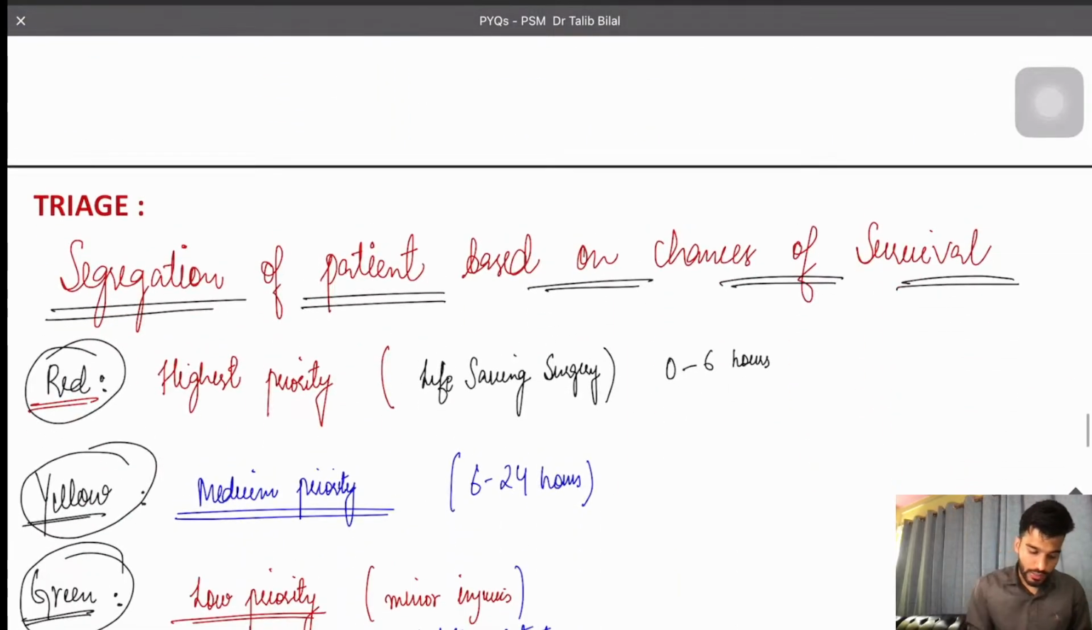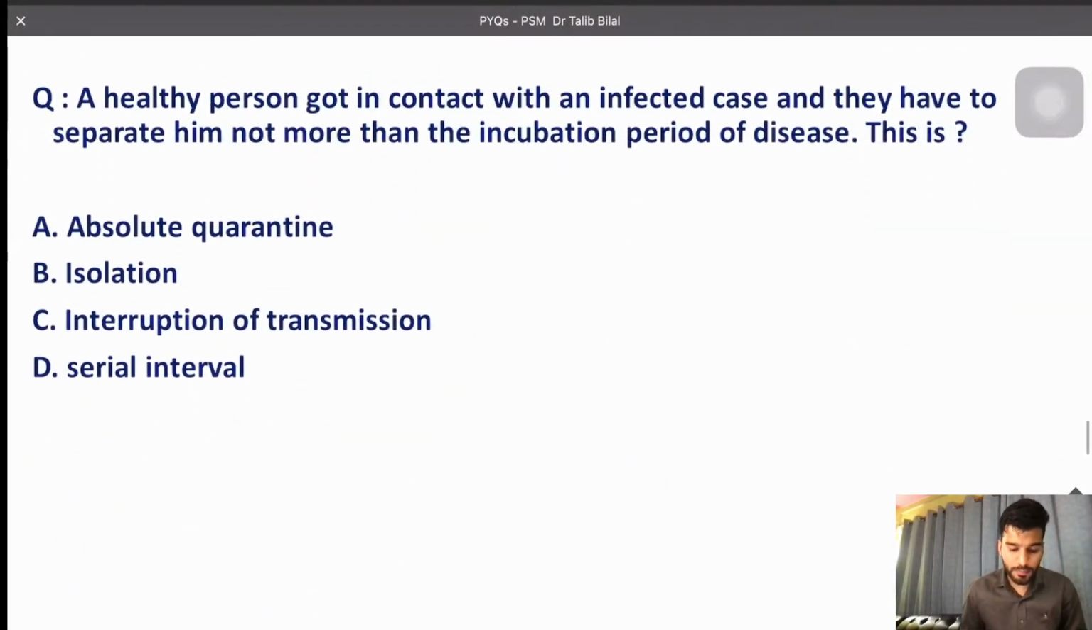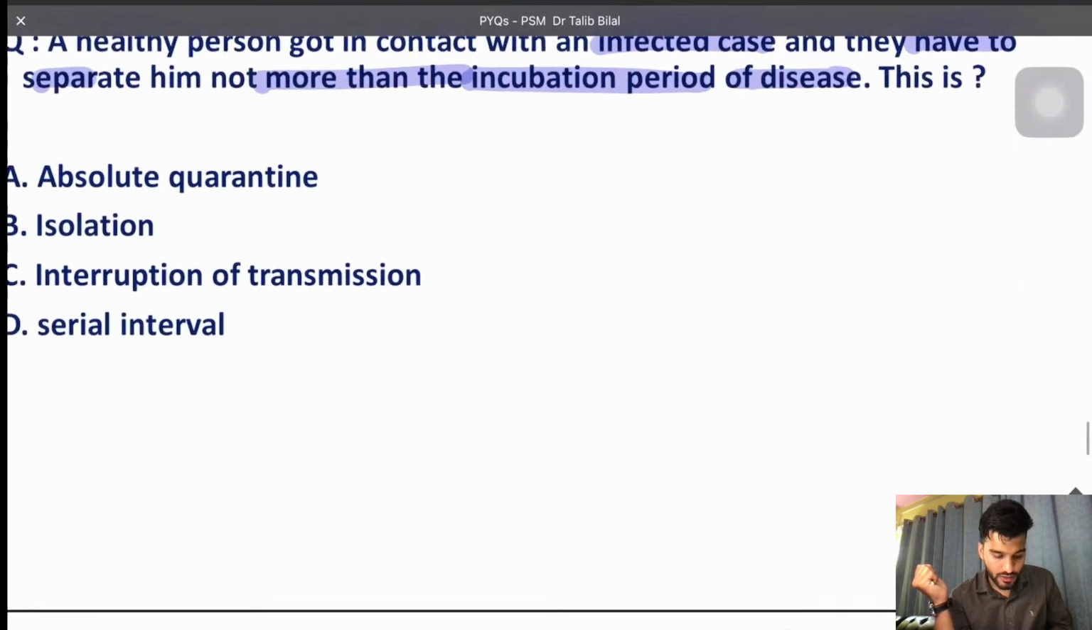Okay, let's move to the next question, guys. A healthy person got in contact with an infected case and they have to separate him for not more than the incubation period of the disease. So what will be your answer, guys? When we separate healthy people up to the maximum incubation period of the disease, what is your answer going to be? Write down the answer in the comment section, guys.